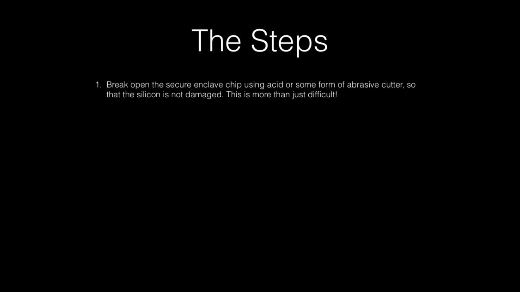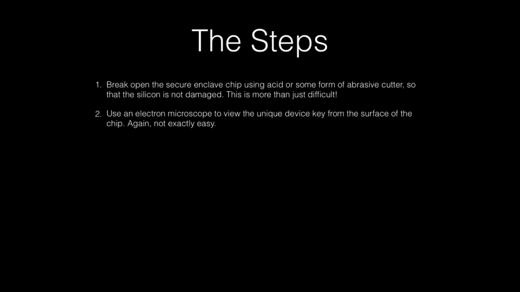First, you have to break open the secure enclave chip on the phone that you're wanting to use it on. You have to use some either acid or abrasive cutter to take the top off the chip so that the silicon isn't damaged. The reason you don't want to damage the silicon is twofold. You need to be able to see the code, so if you damage it you won't be able to see the code under an electron microscope, but also if you damage this chip, the phone won't actually work anymore and you've lost all that data anyway.